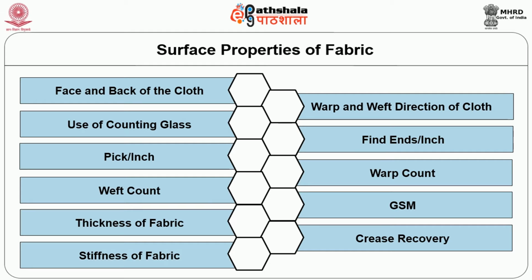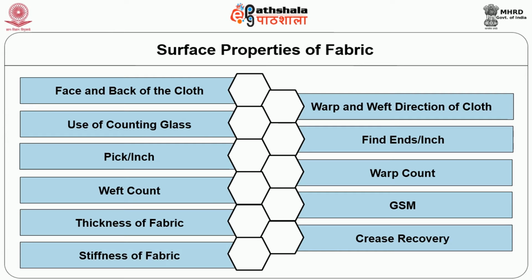Then the next task is to identify the warp direction and weft direction of the fabric. If it is a cloth, it will have a selvage. The yarn running parallel to the selvage will be warp, and the yarn running perpendicular to the selvage will be weft. We can easily identify it. Also, warp yarn is a sized one and weft yarn is an unsized one. In another case, warp yarn will have lesser crimp and weft yarn will have higher crimp. These are the methods to find the warp and weft direction of the cloth.